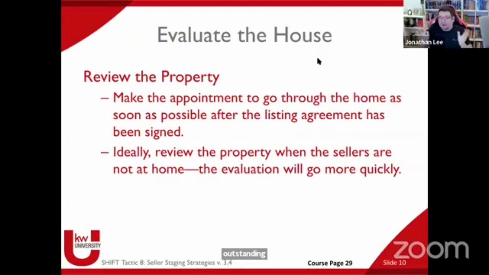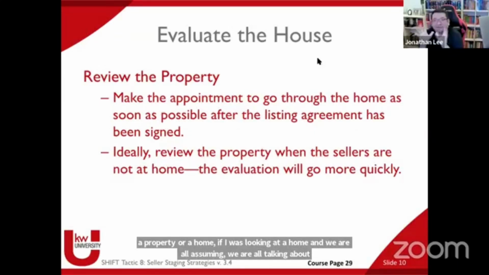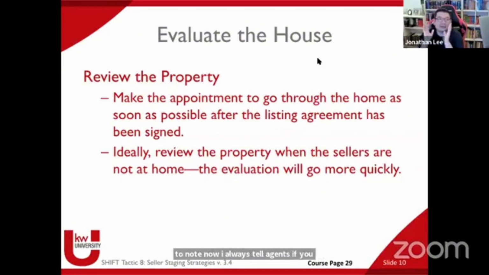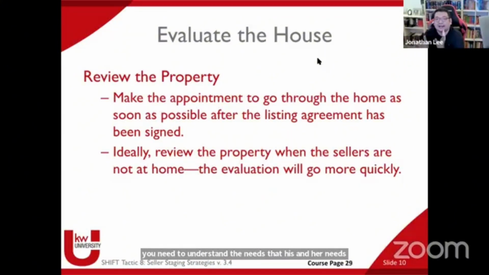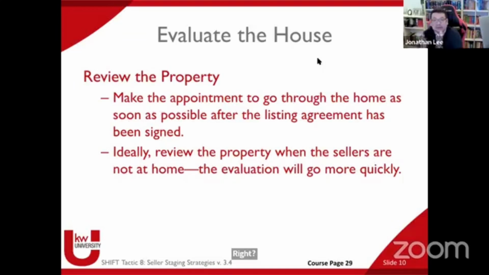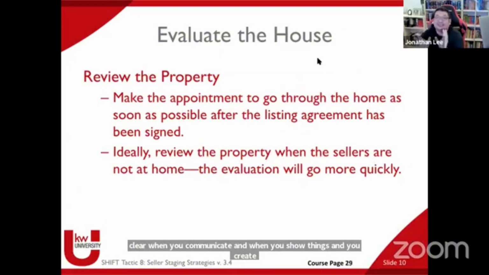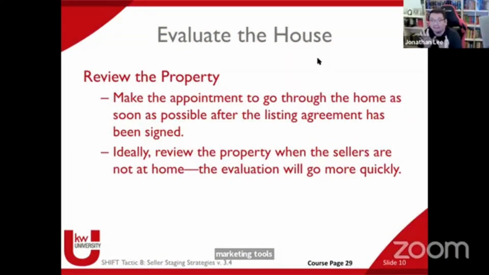Now, a property or a home, if you're looking at a home, and we're all assuming we're talking about residential property, there are a few key things to note. Now, I always tell agents, if you are imagining buyers walking through the home, if this is a single family home, 3-bedder, 2-bedder, or a property that is more for family or at least a couple, you need to understand the needs, the his and her needs, right? So be clear when you communicate and when you show things, when you create marketing tools, that it addresses and gives focus on both parties, like his and hers, because his and hers have different needs, right?